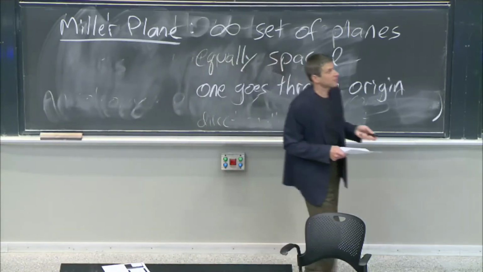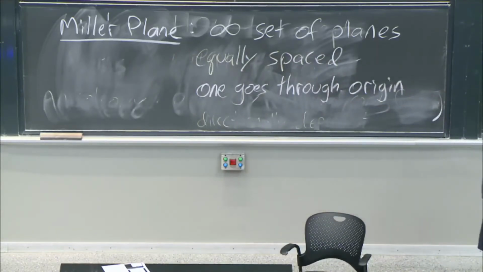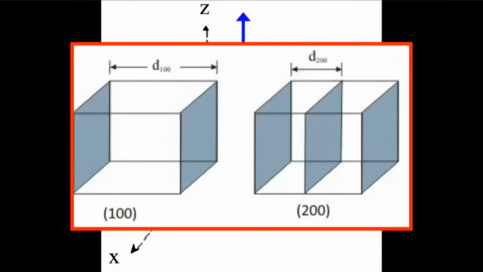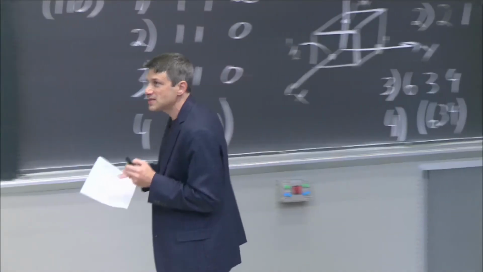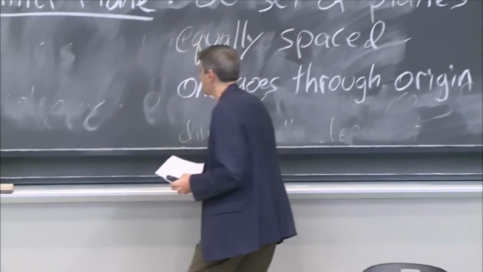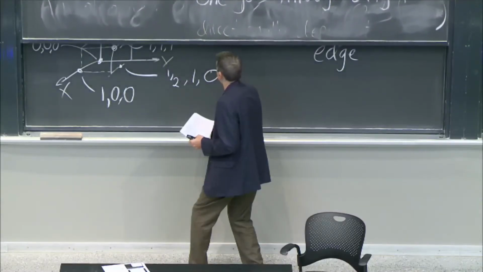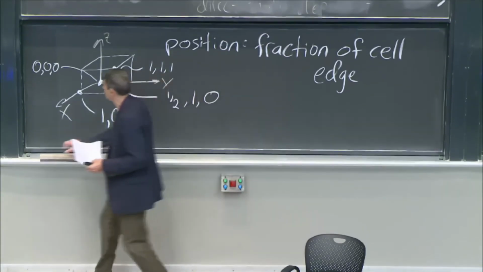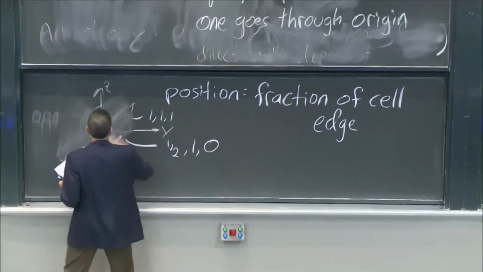So you get this infinite set of planes. I'm going to go to this picture. There it is, the 100 planes that just go on forever. Those are the Miller planes, and what they have is a spacing between them. And this is really important. So this is the next thing I want to tell you. A Miller plane isn't just one, it's an infinite number of them.